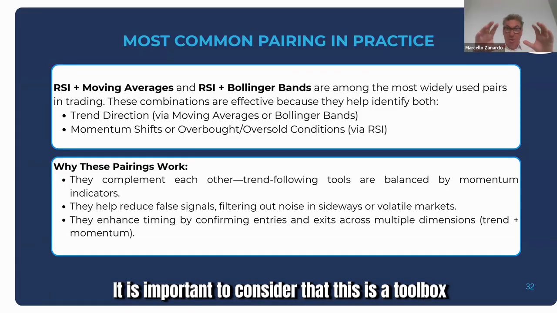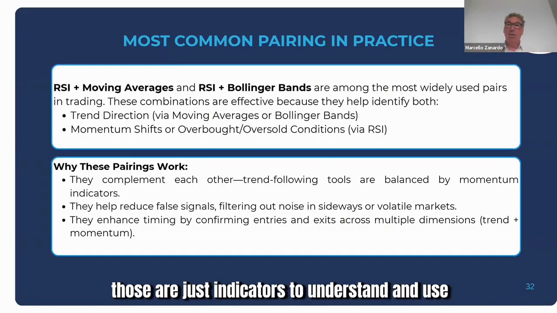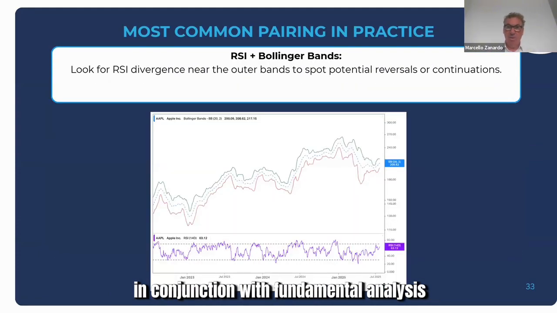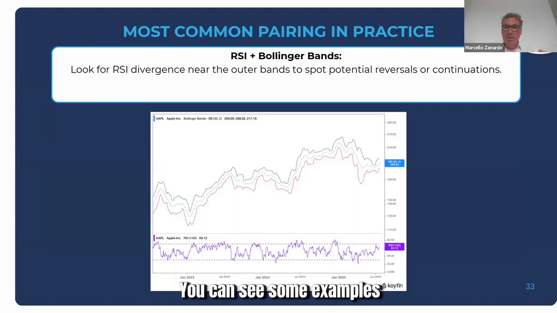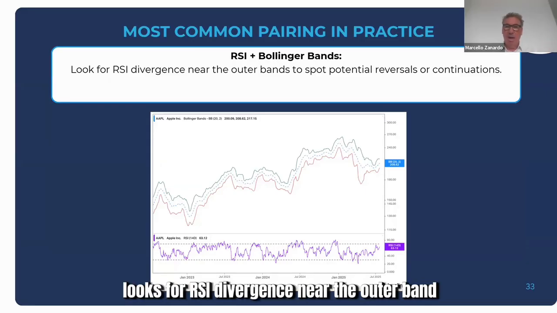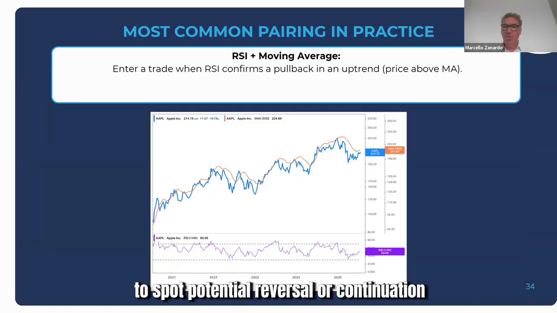It is important to consider that this is a toolbox. So those are just indicators to understand and use in conjunction with fundamental analysis. You can see some example looks for RSI divergence near the outer band to spot potential reversal or continuation.